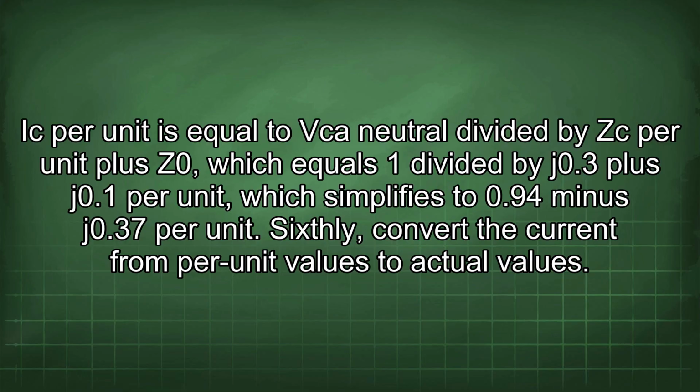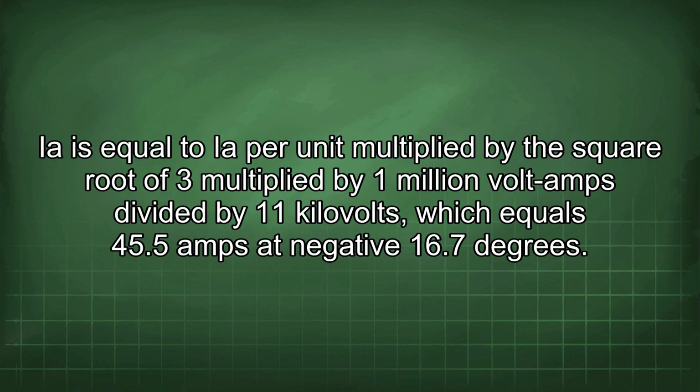Sixthly, convert the current from per unit values to actual values. IA is equal to IA per unit multiplied by the square root of 3 multiplied by 1 million volt amps divided by 11 kilovolts, which equals 45.5 amps at negative 16.7 degrees.